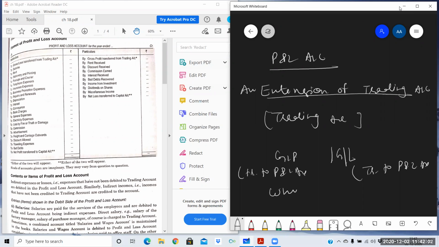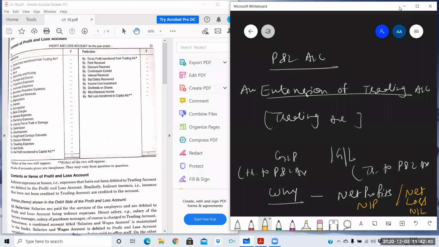And why prepare profit and loss account? What is the objective behind it? It is prepared to know about the net profit or net loss. So the final result of profit and loss account will be either net profit, which in short is known as N/P, or net loss, N/L.